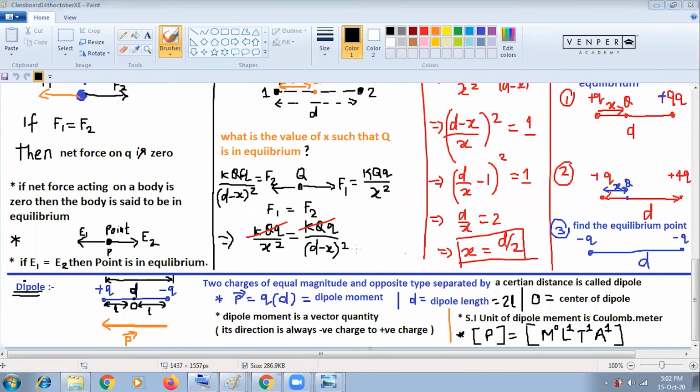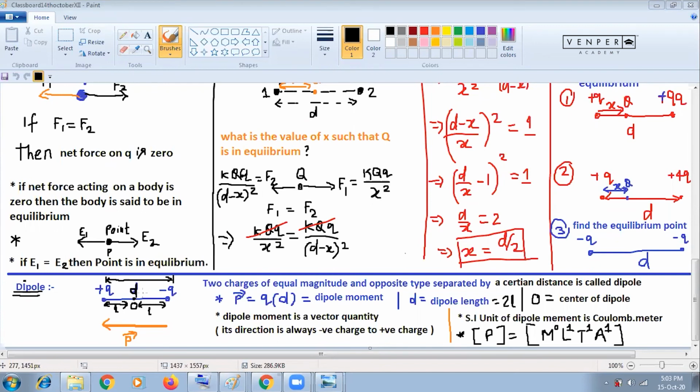So it tells to what extent a dipole or a material is polarized. Suppose you are applying an electric field, then how the separation happens: how the positive charge is separating, how the negative charge is separating, how quickly the separation is happening. That type of thing is what the dipole moment tells.